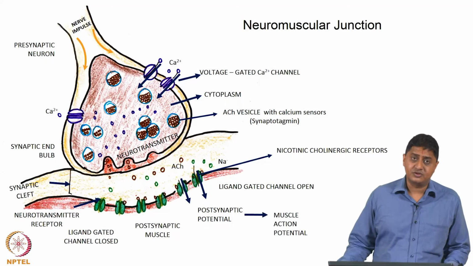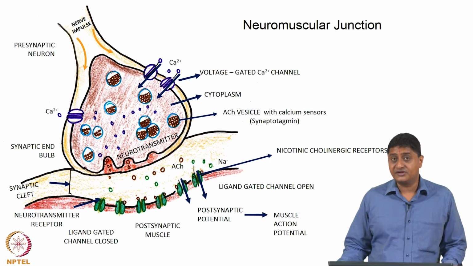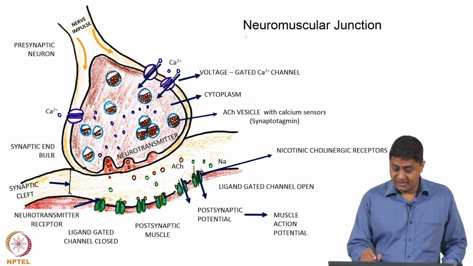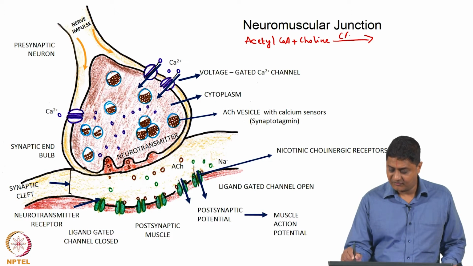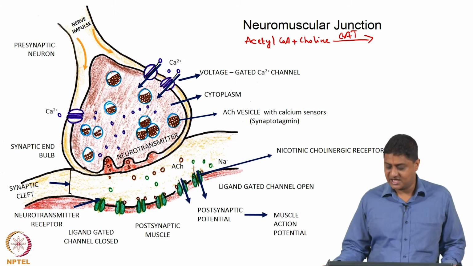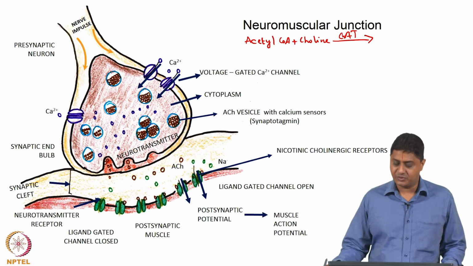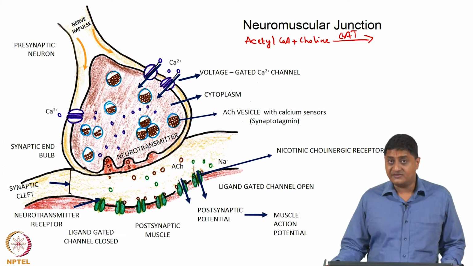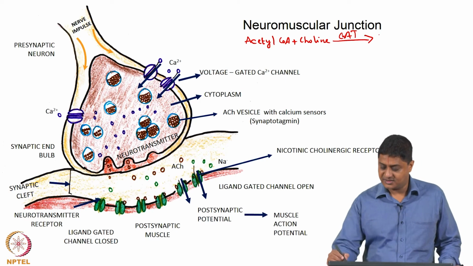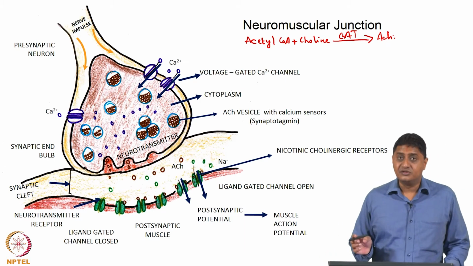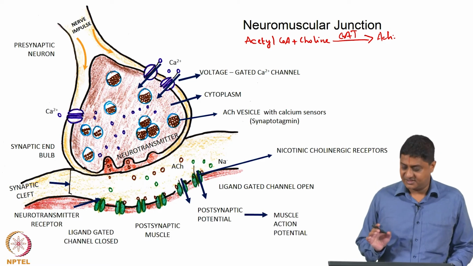Before we discuss the neuromuscular junction, we have to remind ourselves of how acetylcholine is synthesized, or the life cycle of acetylcholine. Acetylcholine is synthesized by choline acetyltransferase by the reaction of acetyl coenzyme A and choline. It is sometimes called CAT or sometimes ChAT. Choline acetyltransferase is the protein that takes acetyl coenzyme A and choline, makes acetylcholine, and packs it into bags called vesicles. We said that yesterday.